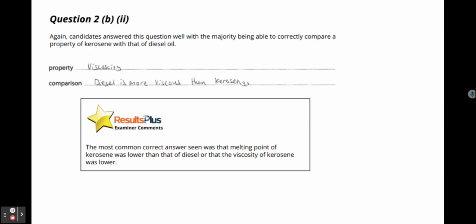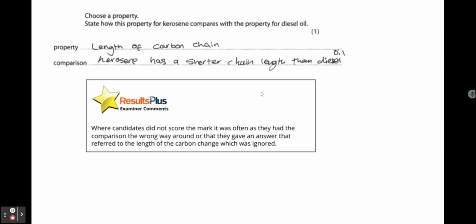Again, if we look at the examiner's report, it says candidates answered this question well, with the majority being able to correctly compare a property of kerosene with that of diesel oil. So this one here, we've got viscosity. Diesel's more viscous than kerosene. That was the most common answer seen.